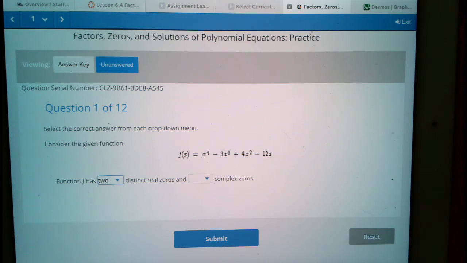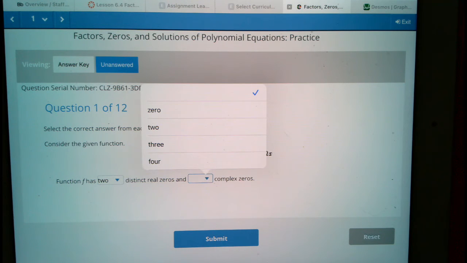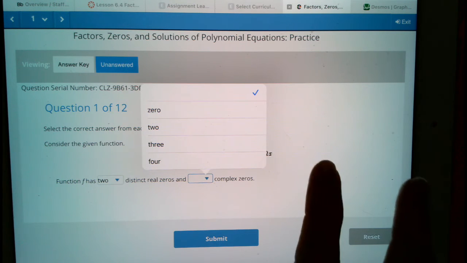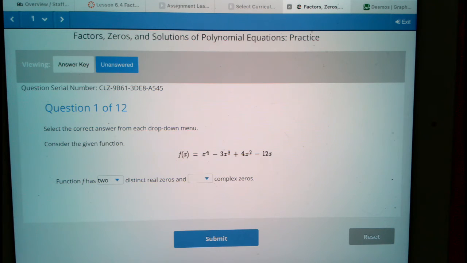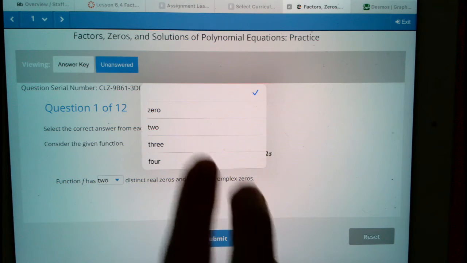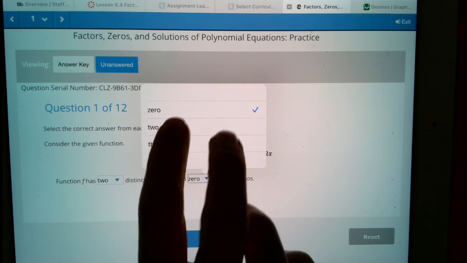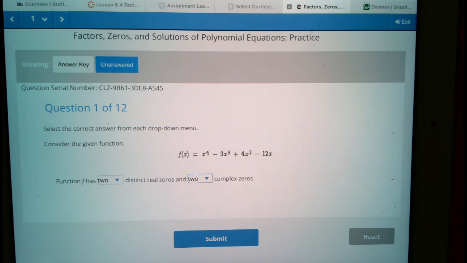But as we look back at the function here to answer the other answer there, which is how many complex zeros? Complex zeros means that you can't see the answer on the x-axis. It means that they are imaginary answers. So when we look at this, the other thing to notice is that because this is x to the fourth, we should have 4 answers. And if 2 of them are real, then 2 of them are complex. 2 plus 2 is 4.